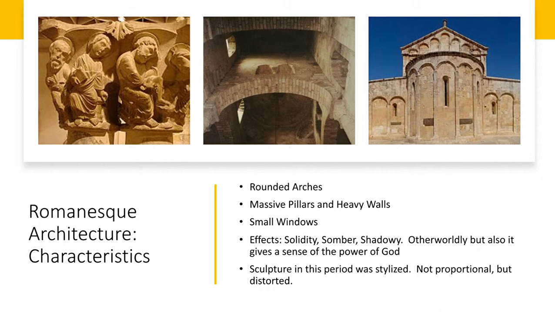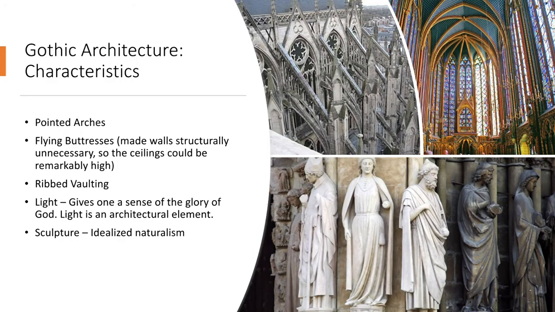Now, here we see the pointed arches as one of the key elements. You can see all of the pointed arches here in this picture. And also right up here, one of the unique features of Gothic architecture, and that is the flying buttresses. What is a flying buttress?